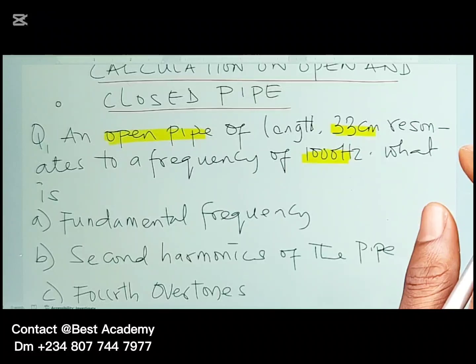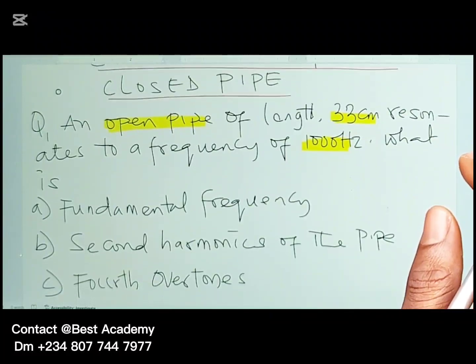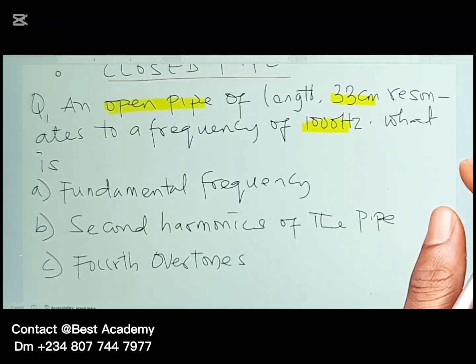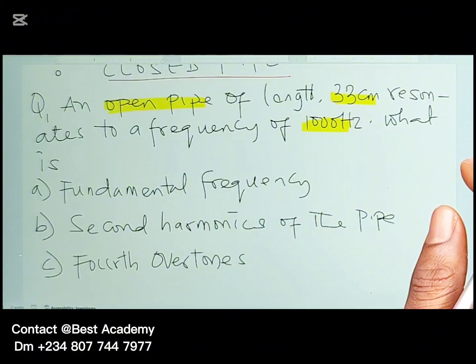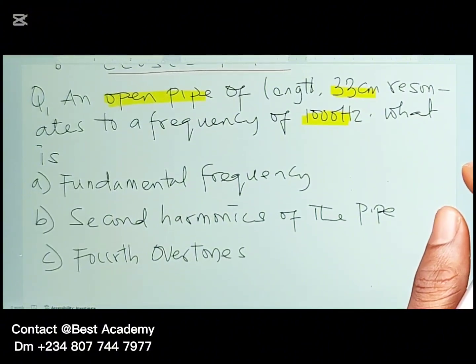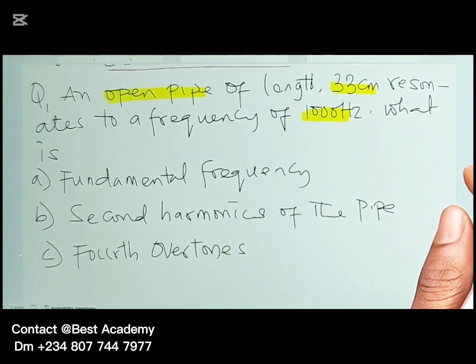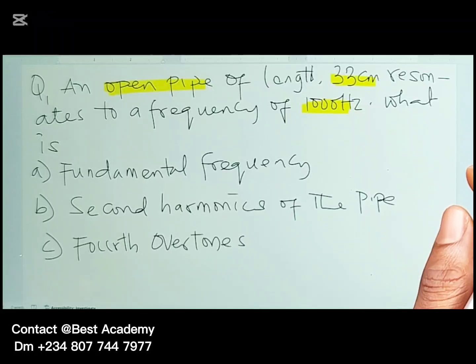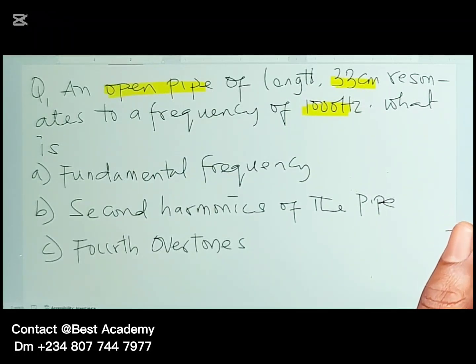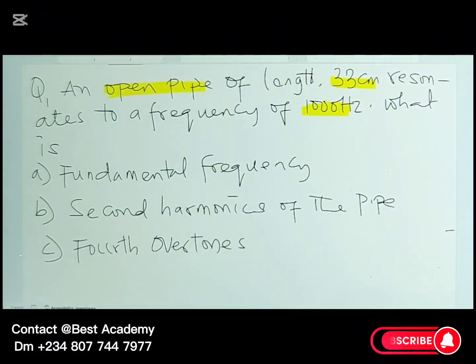Now this question introduces us to the open pipe. An open pipe is a pipe or tube that is open at both ends. The tube that is open at both ends.